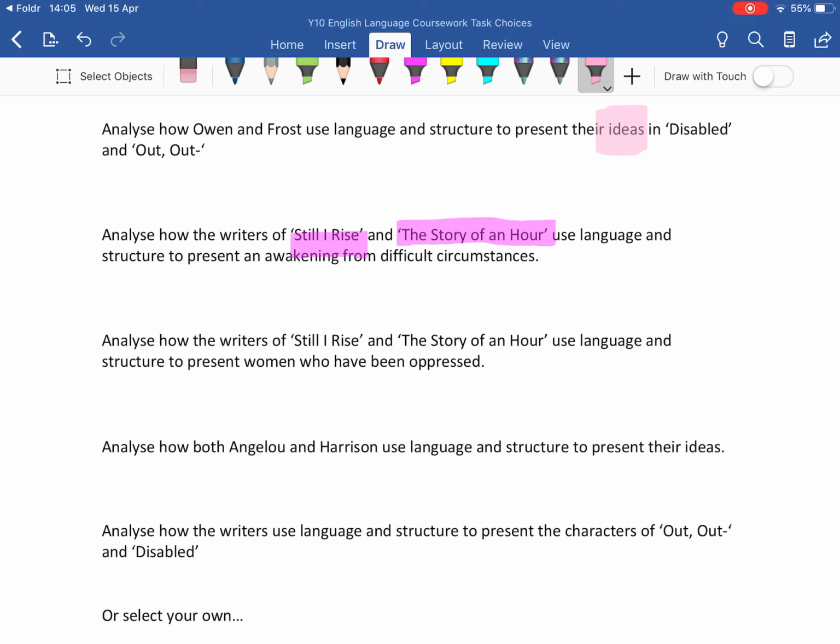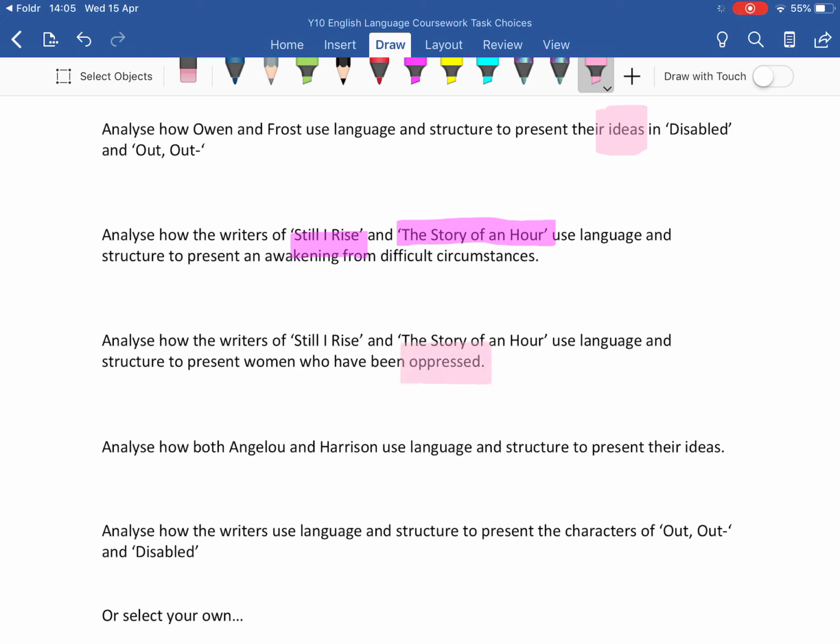So we've got these two women, the voice of Still I Rise and Mrs. Mallard of The Story of an Hour, how they have been awoken from difficult circumstances, how they have been in challenging circumstances, and how they now are pushing on through those, for example. Now, that is slightly a difficult way of putting it, so I've rewritten the question as this as well, so you can choose this one instead. It's essentially the same question. How do they present women who have been oppressed?